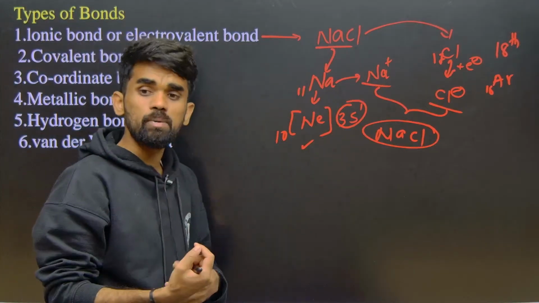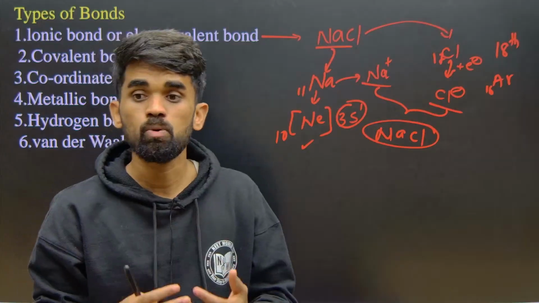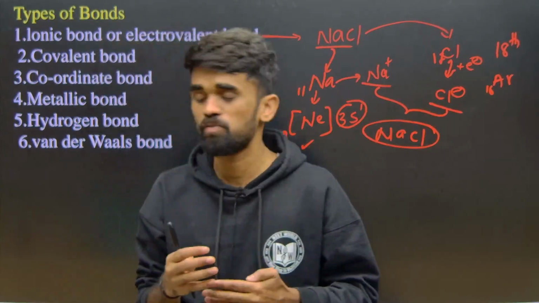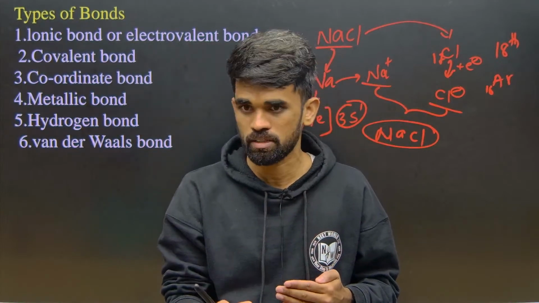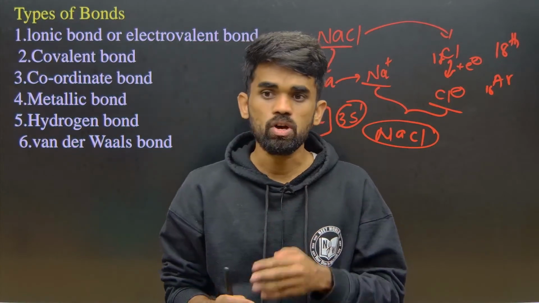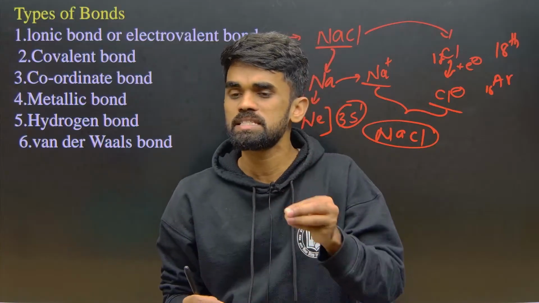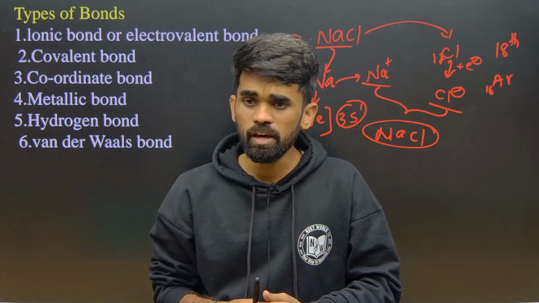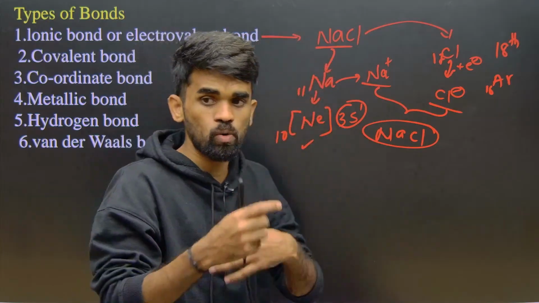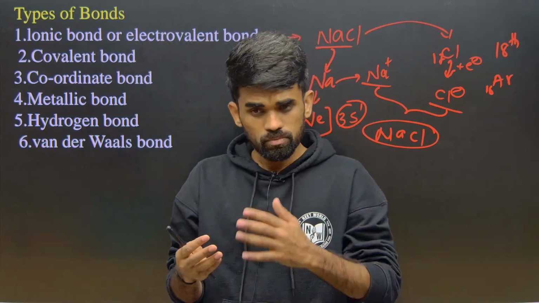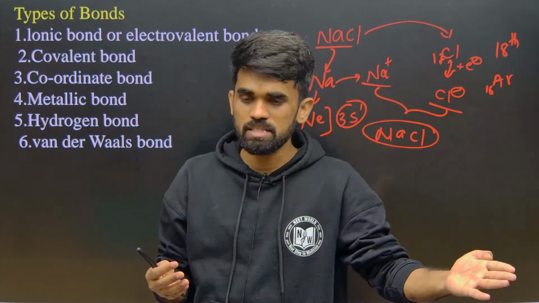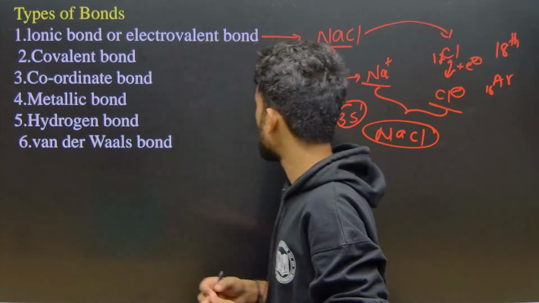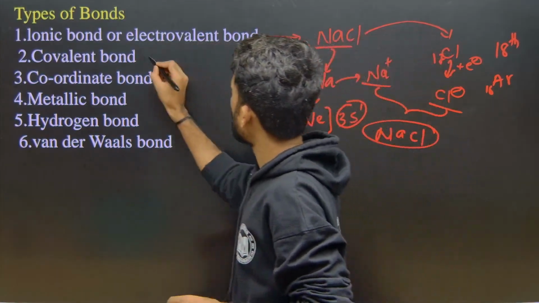So you can understand an ionic compound like this. Ionic compounds are more readily soluble in polar solvents. What is an example of a polar solvent? Water. So ionic compounds are easily soluble in water, an aqueous medium. Whereas covalent compounds are soluble in non-polar solvents and less soluble in polar solvents. You can remember it like this. Next, what about covalent bond?